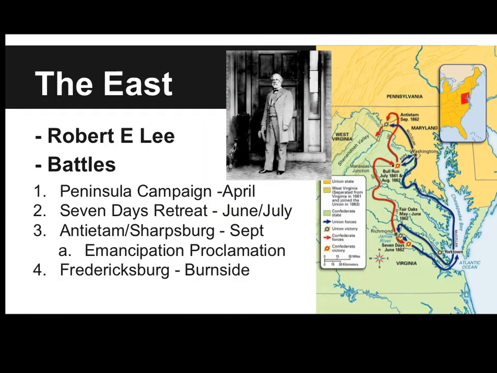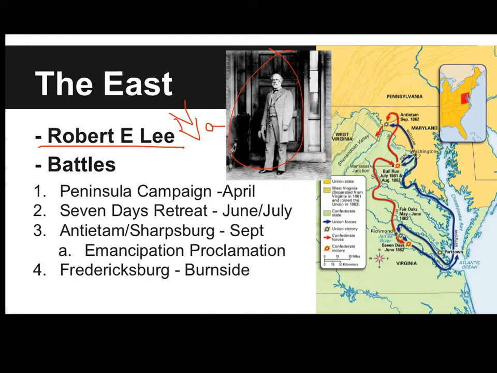Okay, so the war in the East. The war in the East does not go very well for the Union early on in the war in 1862. In 1862, the South finds a lot of successes, and they owe a lot of it to their new general, Robert E. Lee. You can see him here. Robert E. Lee takes over the command of the Army of Northern Virginia for the South, and he proves to be an amazing general. So let's look at the battles that take place in 1862.